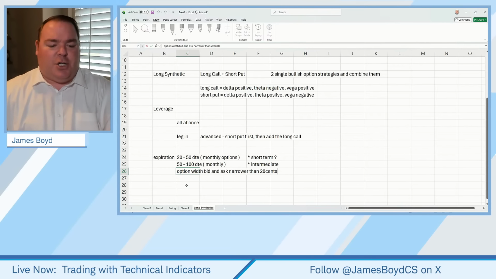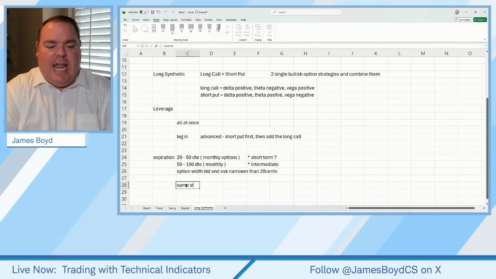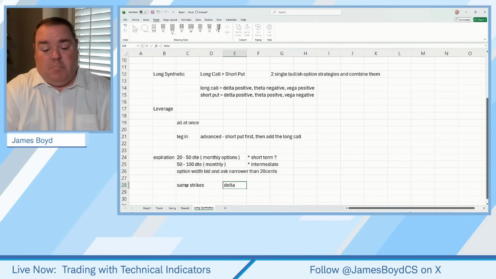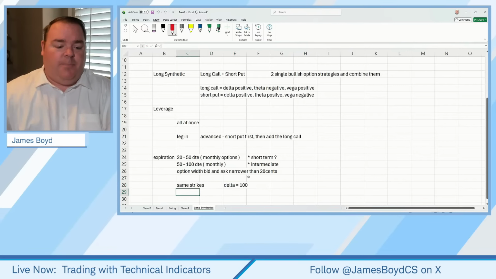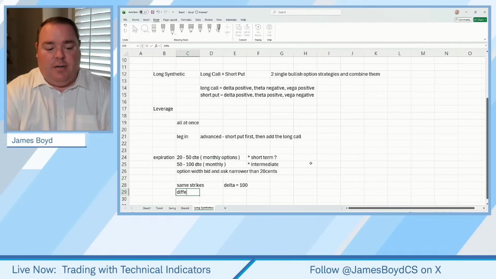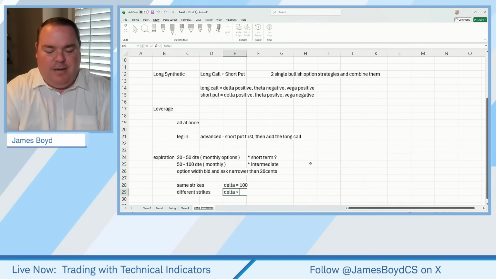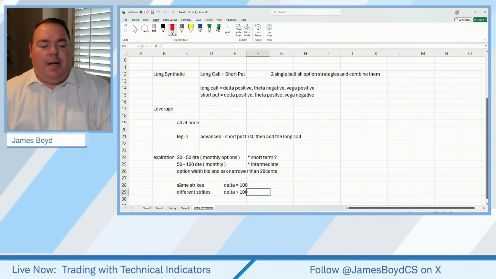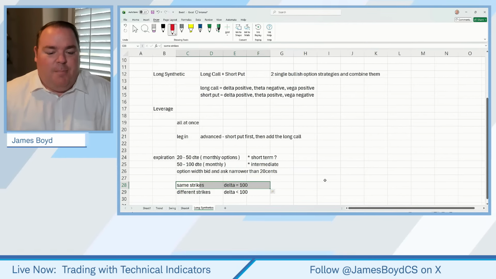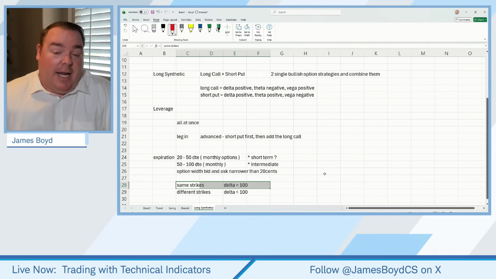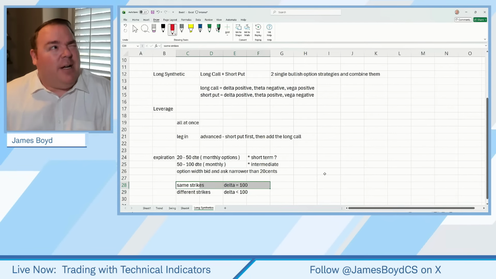Now, just real quick, if we pick the same strikes, delta equals 100. If we pick different strikes, delta is less than 100. So I'm going to start off with this, but in our example here, we're going to show some differences. That's the way we learn, okay? Now, if we said to ourselves, what else has a delta of 100? Well, if you bought 100 shares of stock, okay? Now, how does this differ from stock?